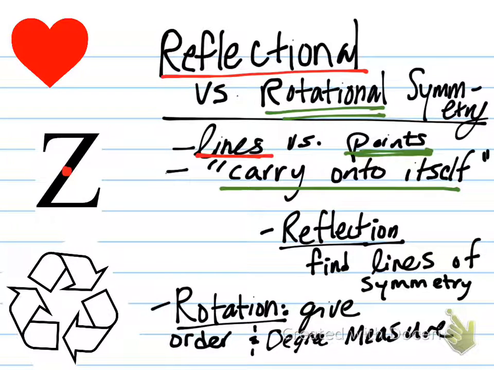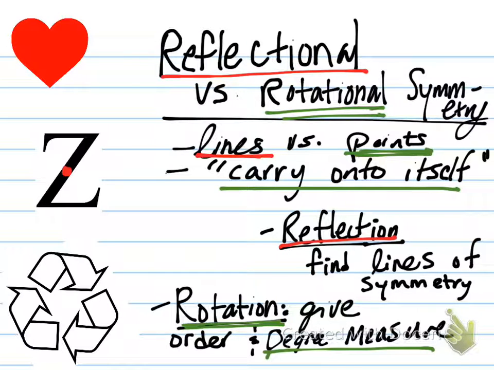So when you see objects with a reflectional or a rotational kind of symmetry, I want you to be aware that it will ask you, among other things, first to find lines of symmetry. That would be here in this case, and there aren't other ones in these other figures. And to give the order of a rotational symmetry and the degree measure of such a turn. So what do I mean by order? What I mean by order is the number of positions that a shape looks like itself.